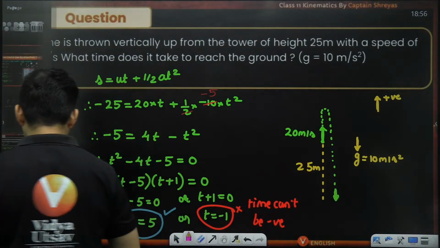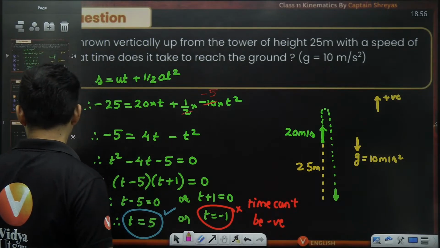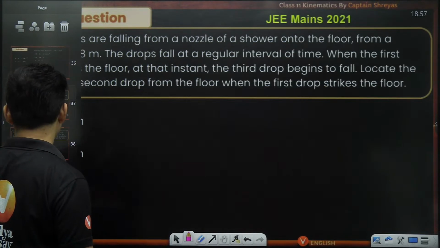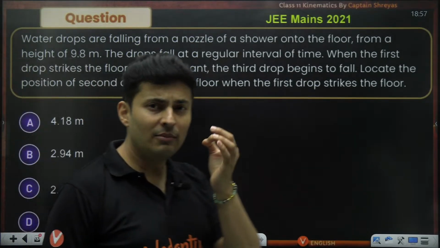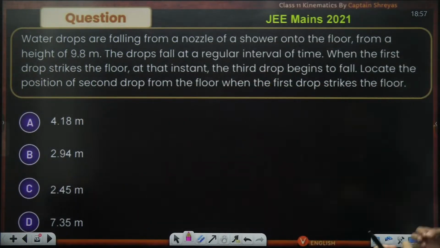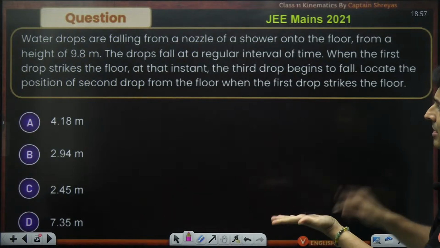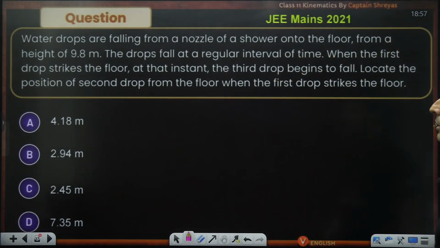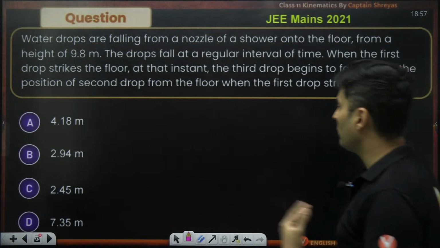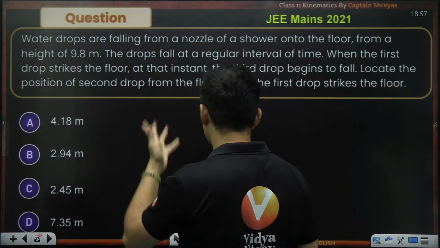All right. So moving on to the next question. This is another interesting question. There are some water drops which are falling from a nozzle of a shower onto the floor from a height of 9.8 meters. The drops fall at regular intervals of time, and when the first drop is striking the floor, then the third drop is just beginning to fall. Locate the position of the second drop from the floor when the first drop strikes the floor.